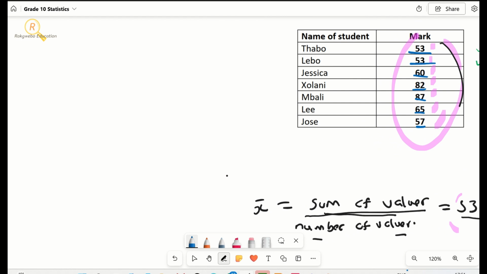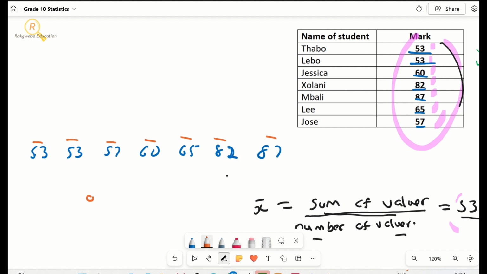So we have 53. We have 53 again. Then we have 57, 60. After 60, we have 65, 82, and 87. Ne? So now, how many values do we have? 1, 2, 3, 4, 5, 6, 7.